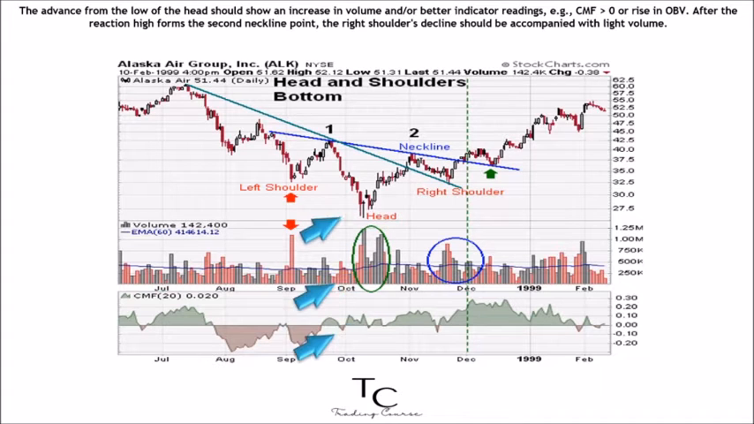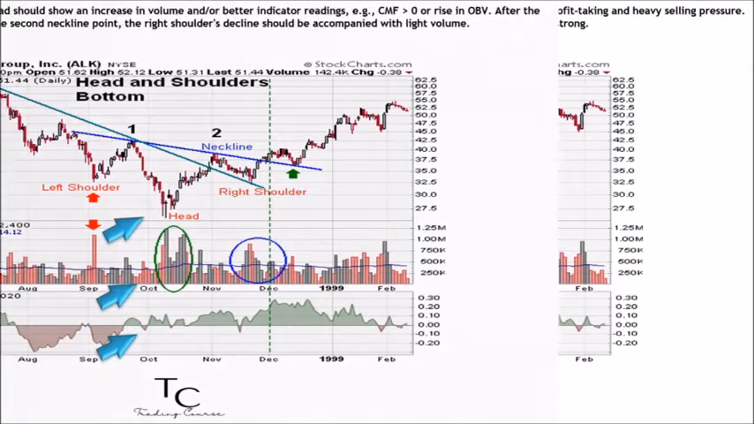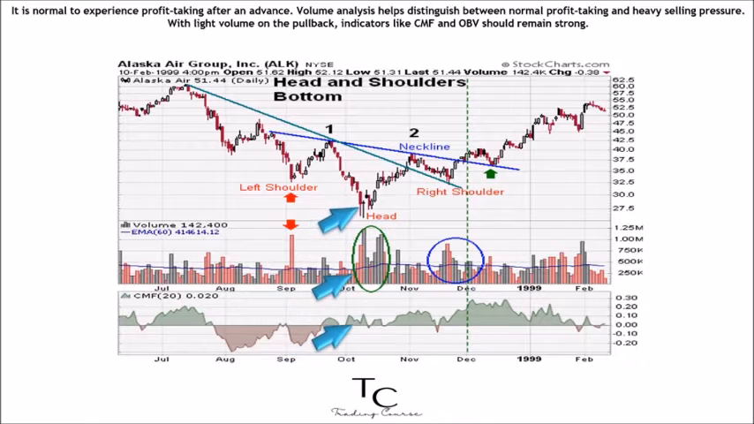After the reaction high forms the second neckline point, the right shoulder's decline should be accompanied by light volume. It is normal to experience profit taking after an advance. Volume analysis helps distinguish between normal profit taking and heavy selling pressure. With light volume on the pullback, indicators like CMF and OBV should remain strong.